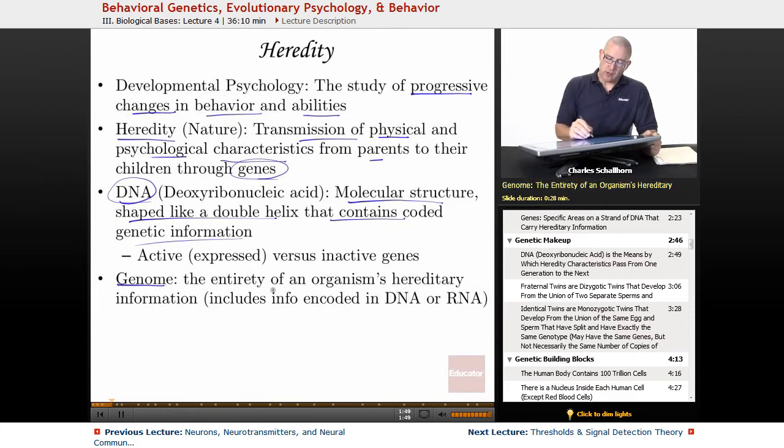Another term is genome, the entirety of an organism's heredity information. And that includes information encoded in both the DNA and the RNA. So when we're looking at the genome, one of the things that they've been working on is mapping the entire human genome. What does every gene say? What does every protein say in that particular set of DNA that we as humans have?